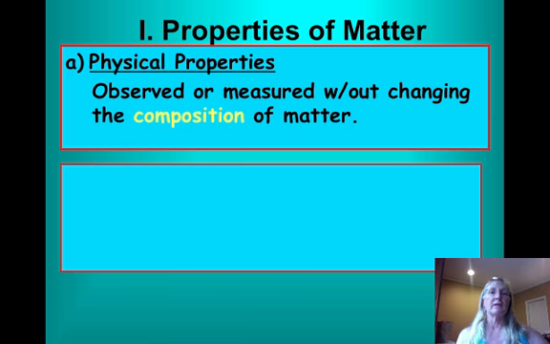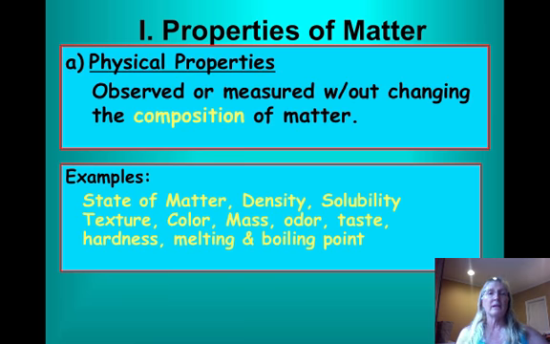Now, if you missed any of those definitions, don't worry. Here's another list. And of course, the beauty of these vodcasts is that you can stop, rewind, play again at any time that you wish. So let's define physical property.